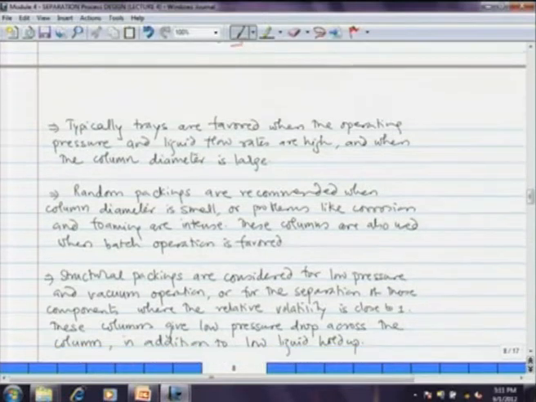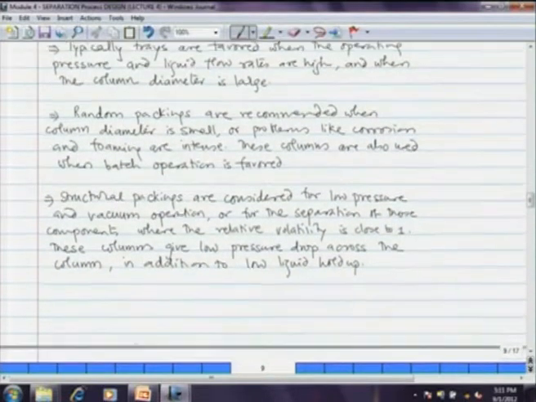Structured packings are considered for low pressure and vacuum operation or for separation of those components where the relative volatility is close to 1. A typical example in this case is heavy water distillation, H2O and D2O, where relative volatility is something like 1.005. You get a very large number of plates. So, separating this in a plate column is practically impossible. So, the structured packing is used, which gives very high interfacial area and therefore, very less height.